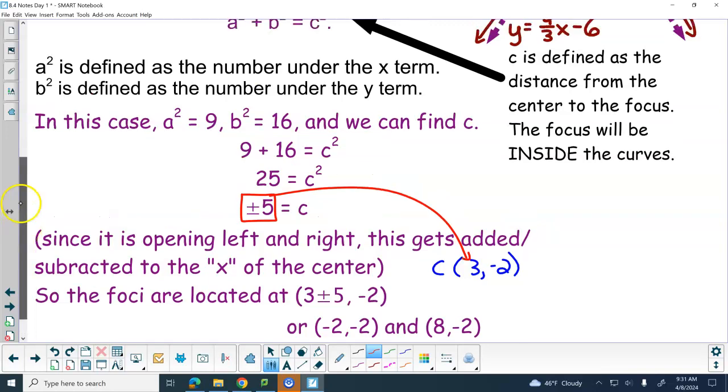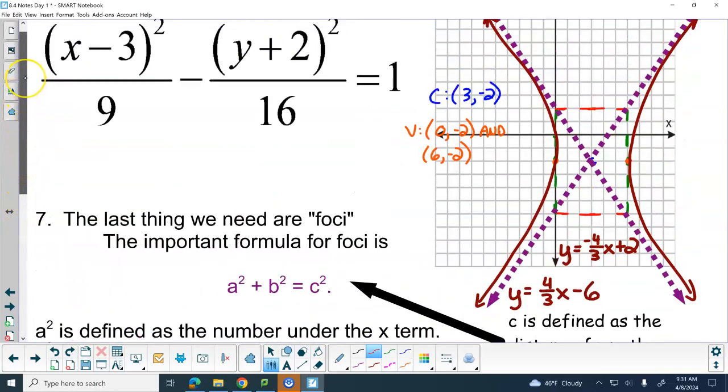We can put those then on our graph, with an F.